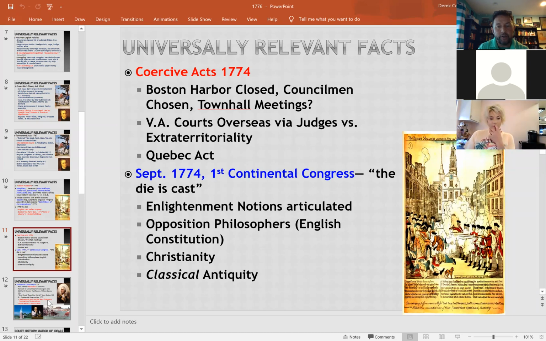So the first of two Continental Congresses forms, and they issue Enlightenment notions. They mentioned oppositional philosophers. They used Christian rhetoric, and they appealed to classical Greece and Rome in contending for the rights of the colonists. And they issued a last-minute olive branch petition to King George III, asking him to put Parliament in line and recognize their rights as Englishmen and as human beings. George III discarded the letter.